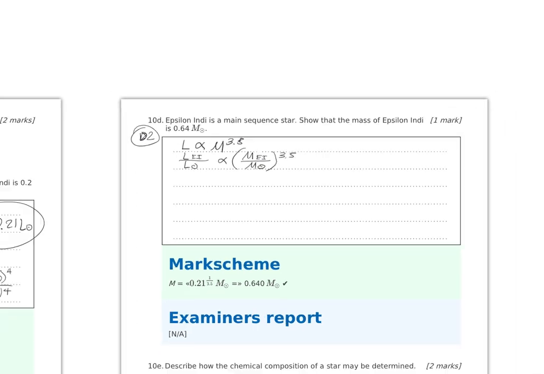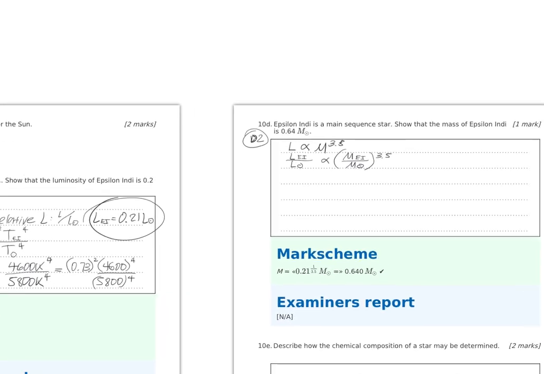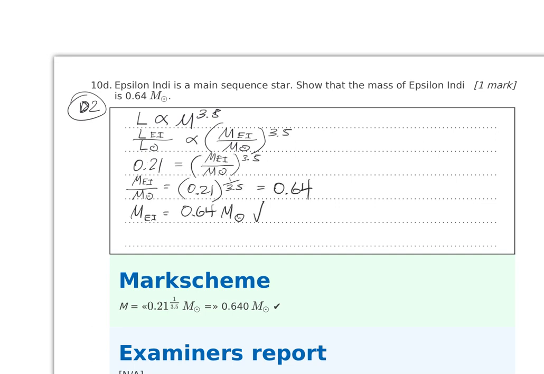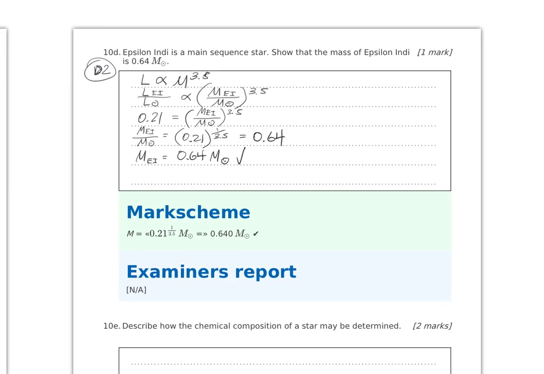They said show that the mass of epsilon Indy is 0.64 the mass of the sun. Well, we just figured out the relative luminosity, and that is 0.21. And we need to get rid of the 3.5 power, so we raise both sides to the 1 over 3.5. And we get a relative mass of 0.64, so yes, indeed, the mass of epsilon Indy is 0.64 the mass of the sun. I feel like that's a lot for 1 mark. I feel like there should be 2 marks. Also, of course, there is error carried forward from the previous question, which doesn't actually say that in the mark scheme, but there has to be.